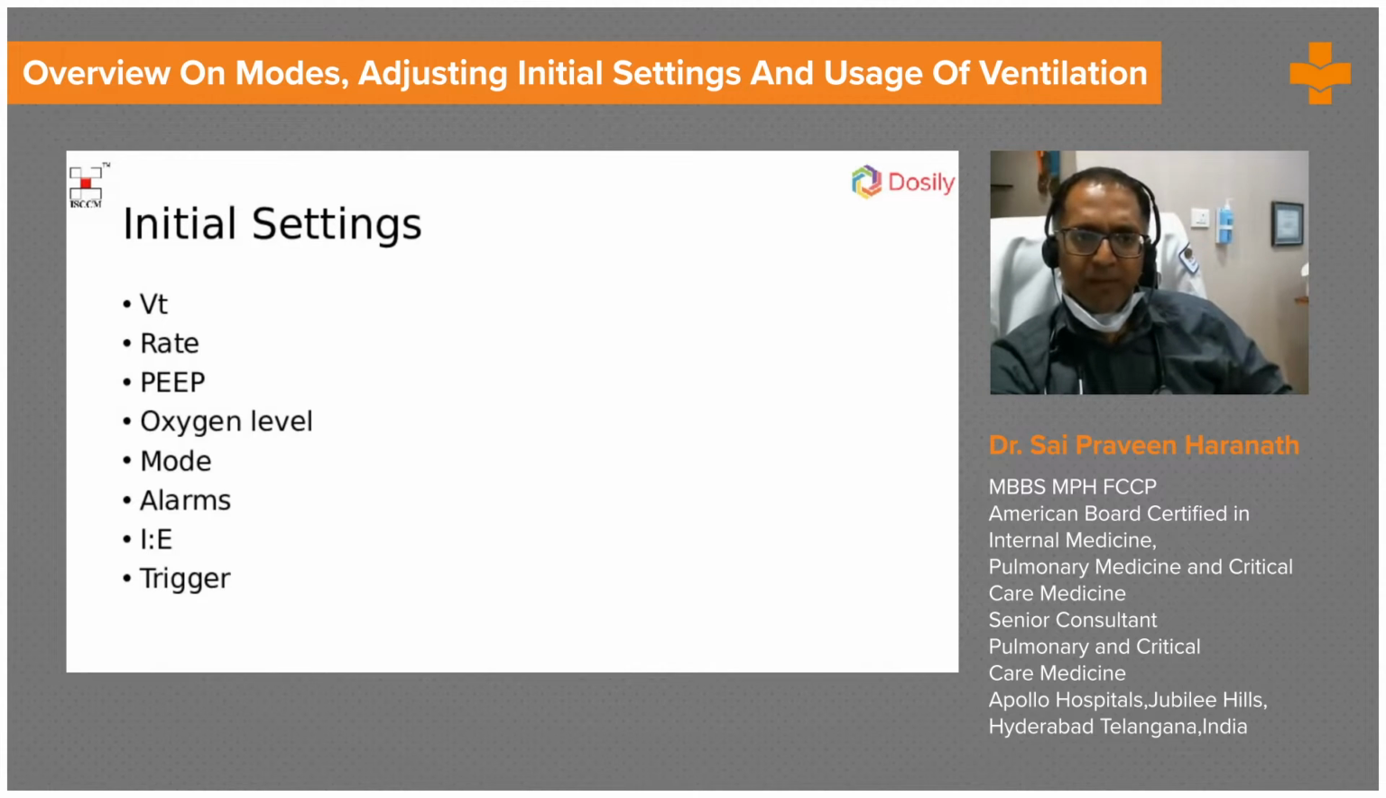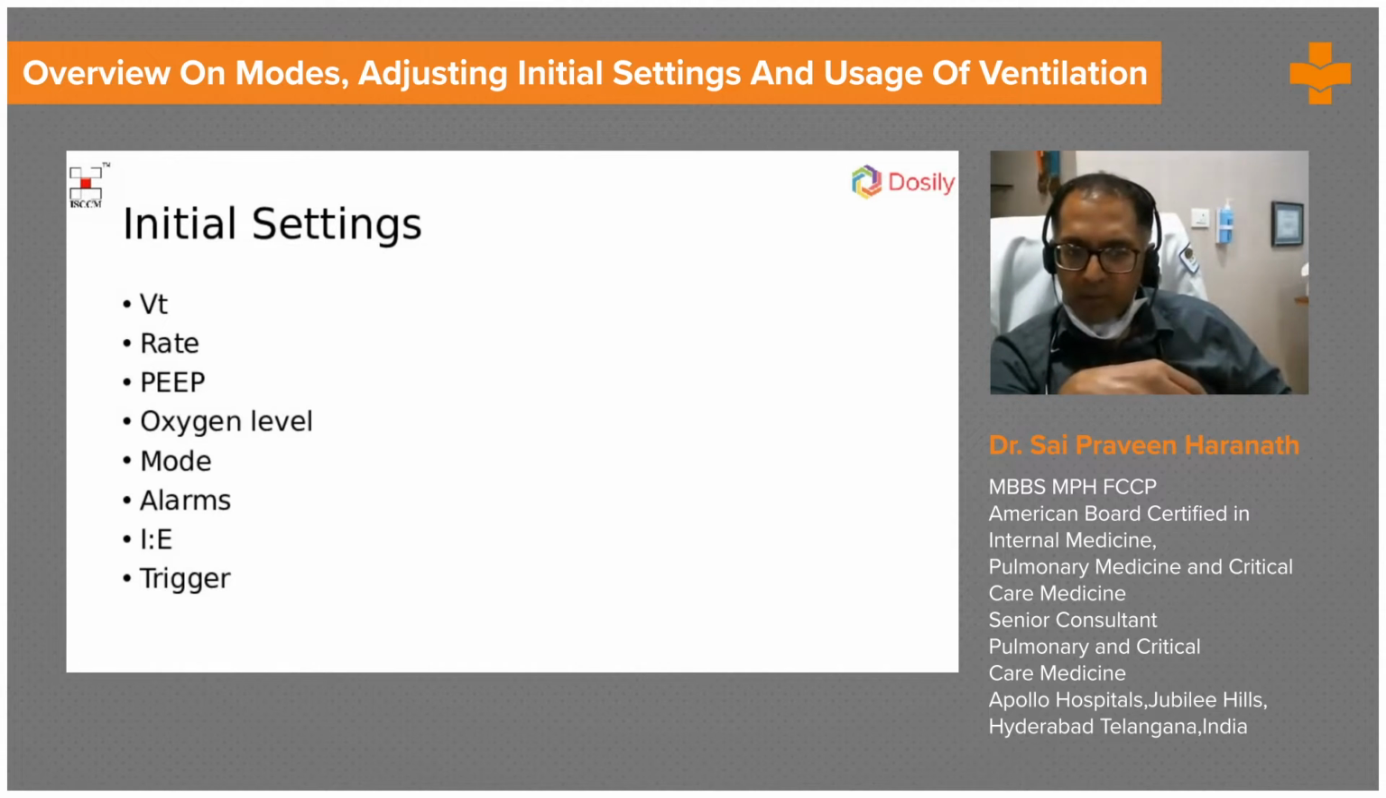So the initial settings of a ventilator, which we'll see in the video, include the tidal volume, the rate, and the concept of PEEP, which we have not gone over yet. How much oxygen you want the patient to get. We talked about the mode. Of course, the concept of the alarms we'll talk about. And then there's the concept of the inspiratory-expiratory ratio, where you need to see how much air goes in at what rate, and you decide what the speed of it is.